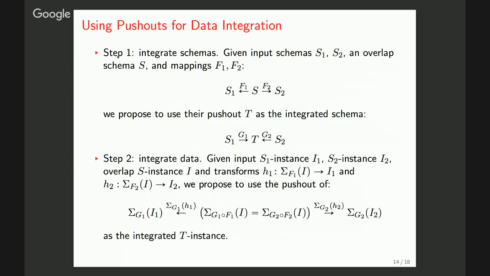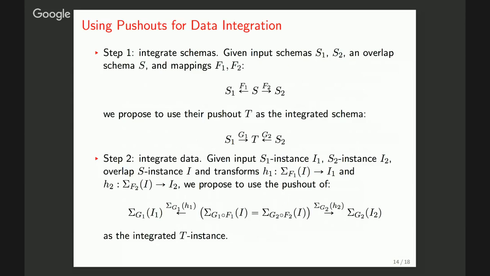Then in step two, we use pushouts to integrate the data. Here the input is an instance on S1, so this would be Exxon's actual data, I1. An instance on S2, so that would be Mobil's actual data. And here we give an overlap as an instance on S and morphisms of databases H1 and H2 that specify the relationship between them. Then we do the pushout here to get the integrated instance on the ExxonMobil schema.